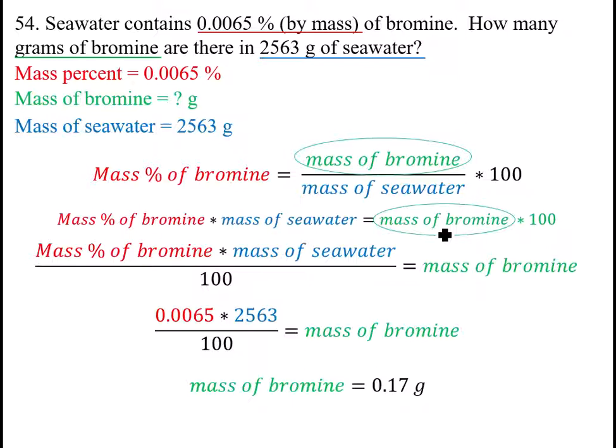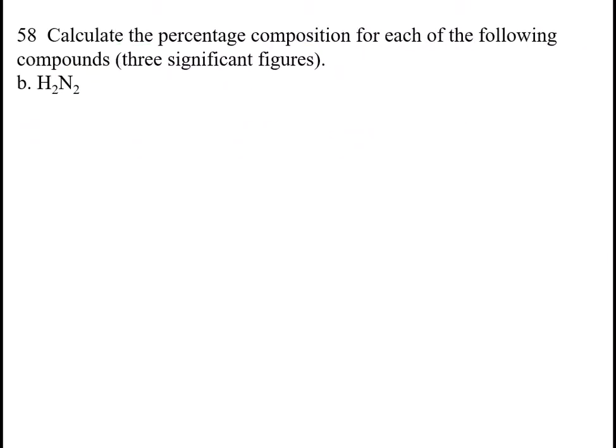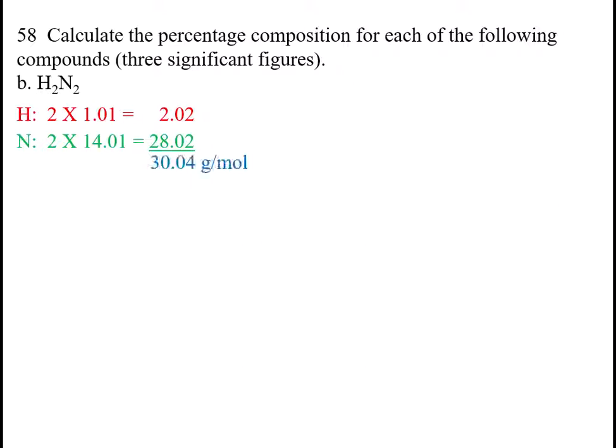So that's using it to find the percent mass of something. We can also find the percent of an element inside a compound. You basically do it the same way, except my part and my whole come from the molar masses. Calculate the percent composition of each of the following compounds. I have dihydrogen dinitride. 2 hydrogens times 1.01 is 2.02. 2 times 14.01 is 28.02. Add those up and I get 30.04 grams per mole.